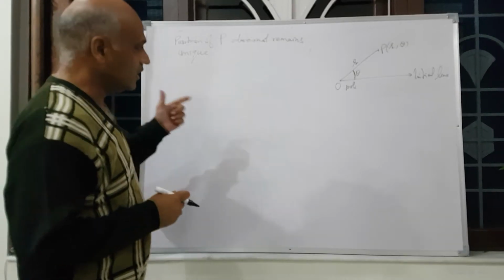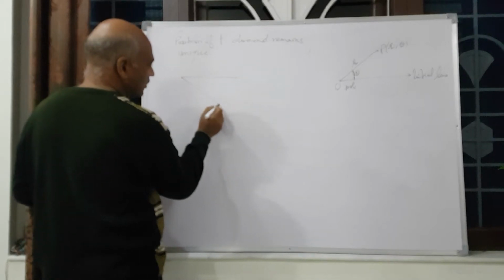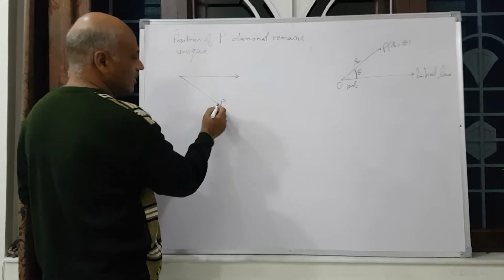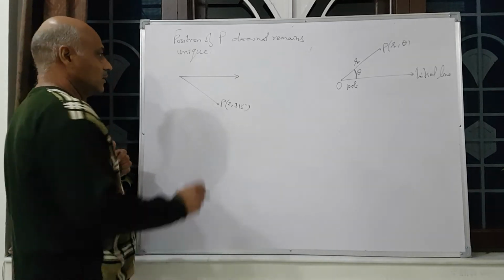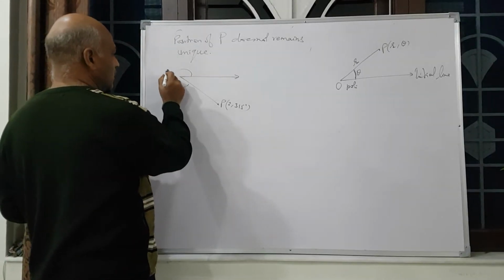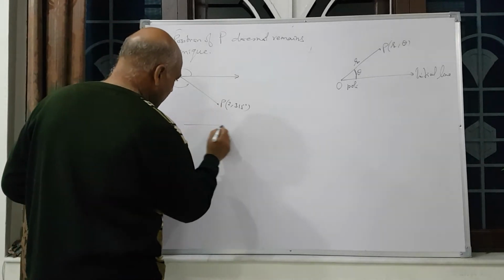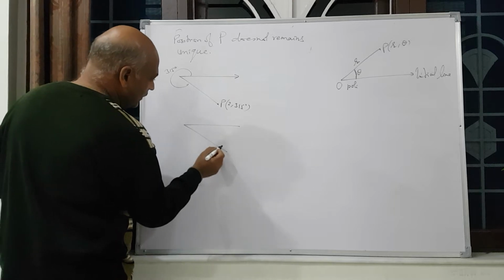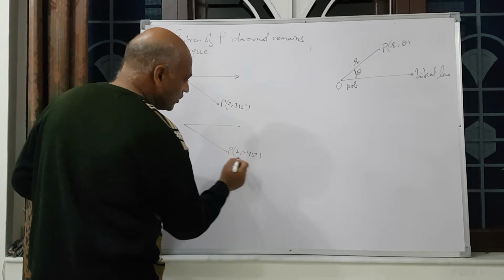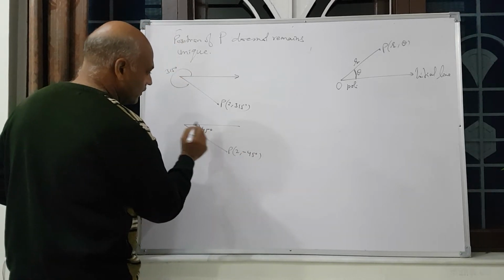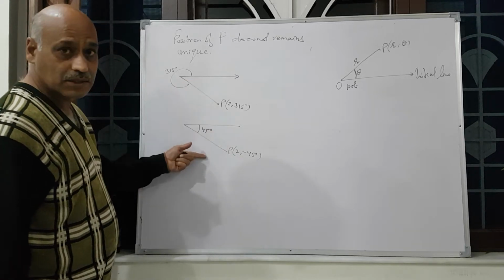How can we see this? Suppose this is the point P. This is the initial line. This is P at 350 degrees. This is the position of this point. We can write this same point as P at minus 45. This is minus 45, this is 45 in the opposite direction. The same position. This and this are the same.